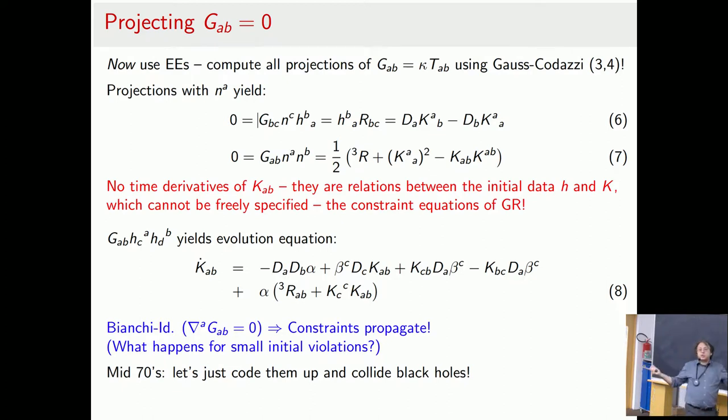So now you have some equations. And so people in the beginning, the mid-70s, said, okay, we have equations. Let's code them up. Let's do numerical relativity. Let's collide black holes. But then people found out this is actually not that easy. And it took them another 30 years, until 2005, until it actually worked. And another 10 years or so since 2005 to make it work well enough to do gravitational wave data analysis with this.